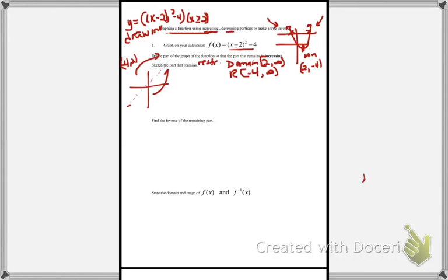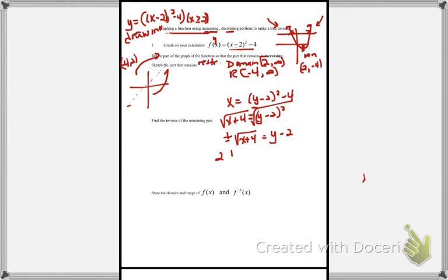Now we're going to find your equation for this line. So you are going to interchange the x and the y. f of x is y. You're going to put x is equal to (y minus 2) squared minus 4. Solve for y. Add 4. And then take the square root. And remember, when you take the square root, you get a plus or minus. And again, solve for y. Add 2 to both sides.